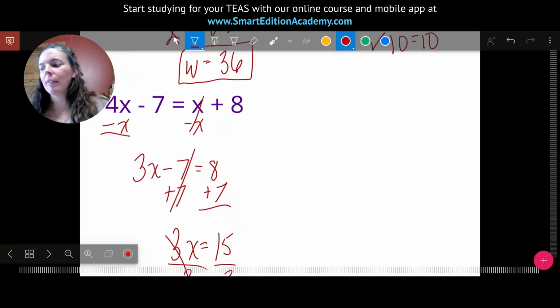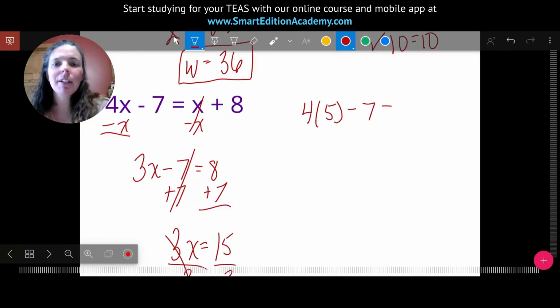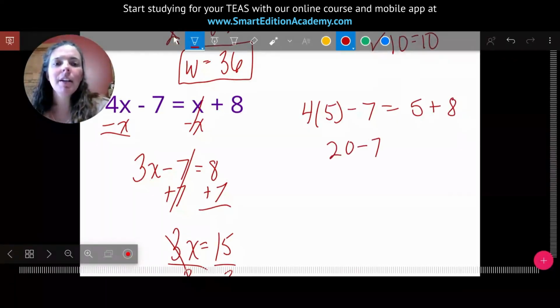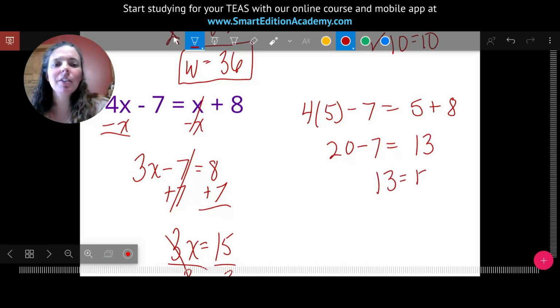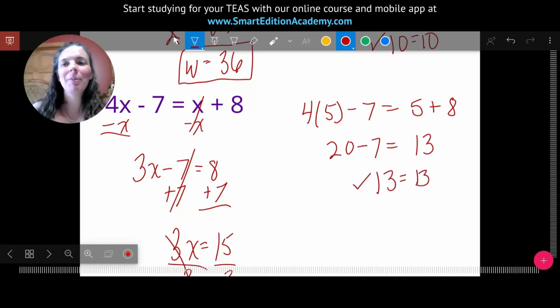Okay, and now let's see. If I plug in 5 here, I get 4 times 5 minus 7 equals 5 plus 8. So 20 minus 7, and 5 plus 8 is 13. 20 minus 7 is 13. So we know we got it right. We can be confident in our answer.